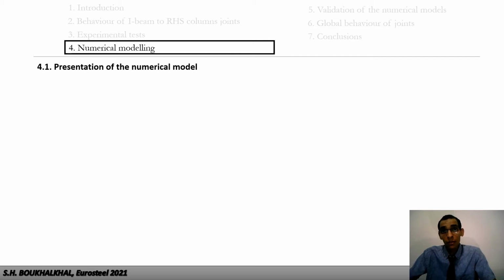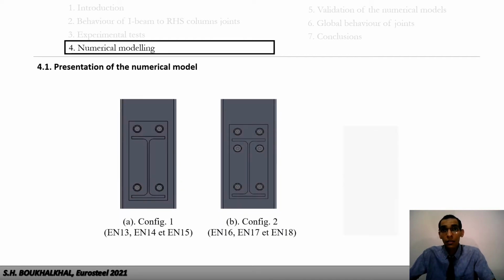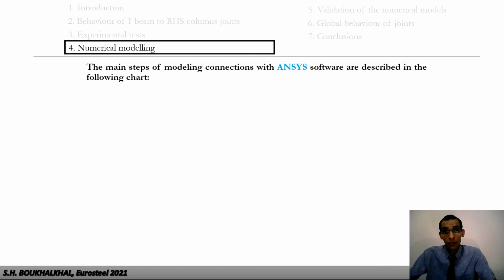Now let us present the numerical models proposed in this study. Based on the experimental results developed in Coimbra, 3D nonlinear finite element models have been developed to analyze the mechanical response of this type of connections. The configurations are organized as follows. In this study, the main steps of modeling the connection with ANSYS software are described in the following chart.